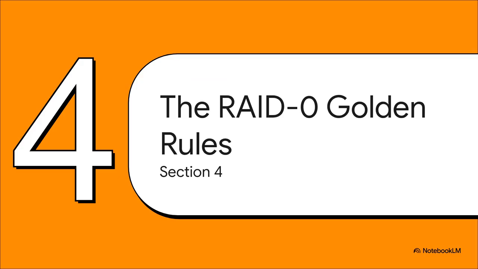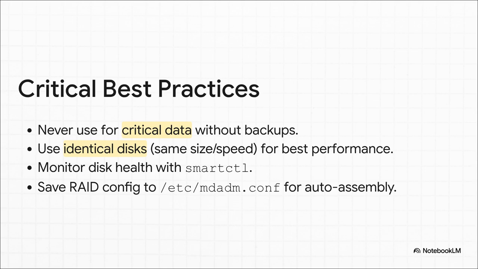We have covered a ton of ground. So to wrap it all up, let's go over a few simple golden rules for using RAID 0 the right way. Okay, here are the big ones. First, never, ever put your only copy of important data on RAID 0. I think we've covered that one. Second, for the absolute best performance, try to use identical disks. Third, keep an eye on your disk's health using a tool like smartctl.